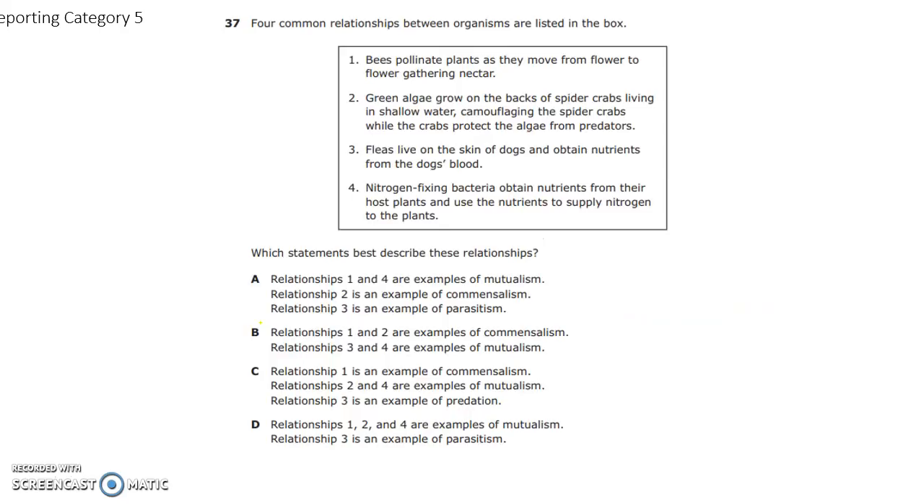So here's reporting category number 5. This is an example of symbiosis. We've got to describe the relationships. Number 1, bees and plants, that's mutualism. Number 2, green algae growing on spider crabs, and they both benefit, so it's mutualism. Number 3, fleas and dogs, that's parasitism. Number 4, nitrogen-fixing bacteria and plants, that's mutualism. So the correct answer for this one was D, because 1, 2, and 4 are mutualism, and number 3 is parasitism.